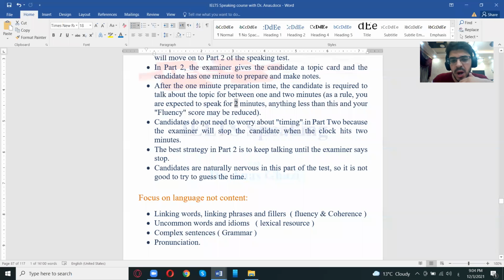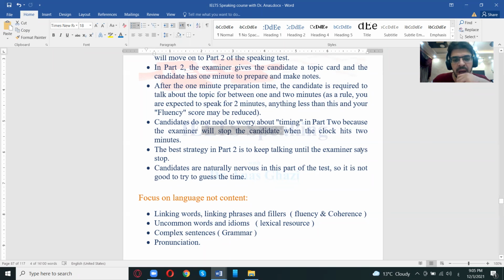Don't worry about the timing. There's no clock. You will not see the clock. The clock is in front of the examiner only. The examiner will stop you when the clock hits 2 minutes. If you stop at maybe 1 minute and 20 seconds, or 1 minute and 30 seconds, the examiner may tell you, or may point to you, that you need to continue.